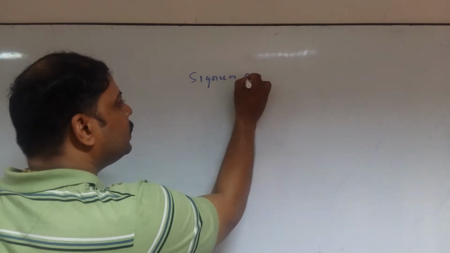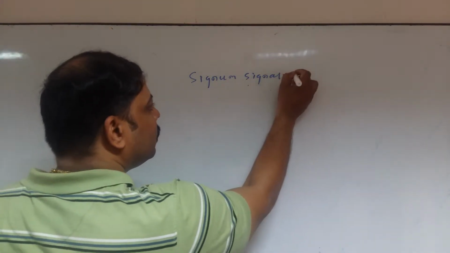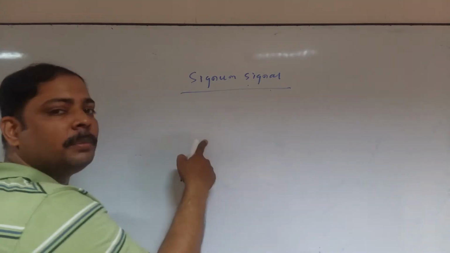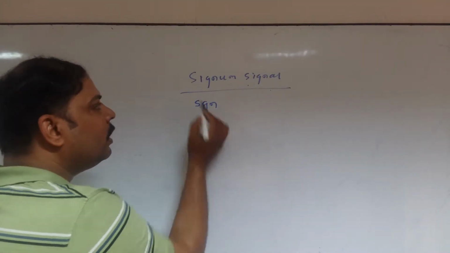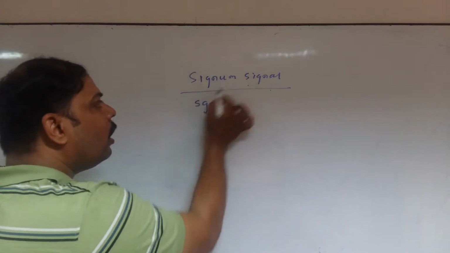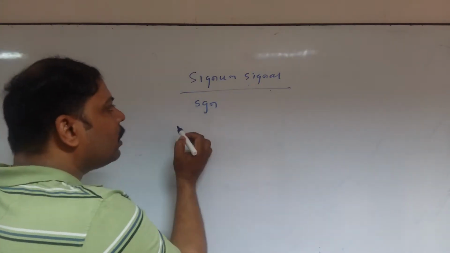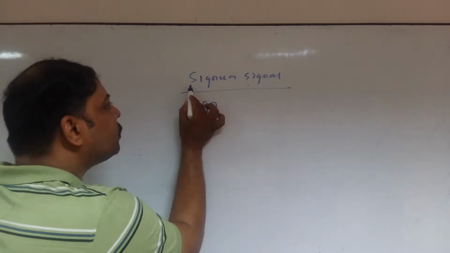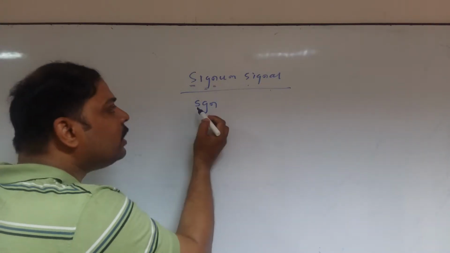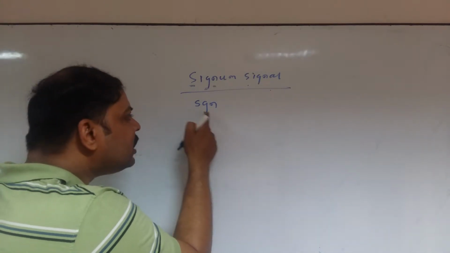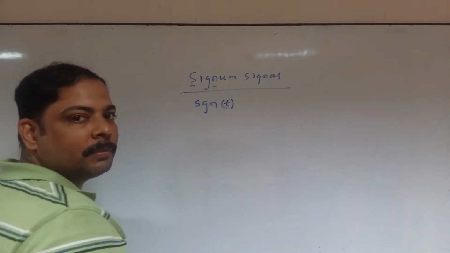Signum signal. This is the signum signal, having the notation SGN. Instead of mentioning the entire word, you are taking only three letters from this word, S, G and N, and you are denoting the signum signal in this manner, SGN(t), which is a function of time.